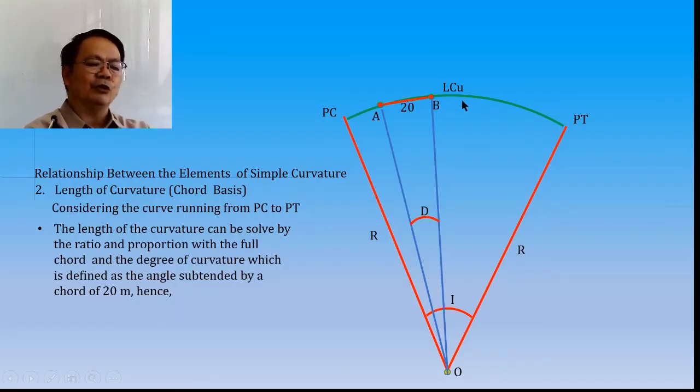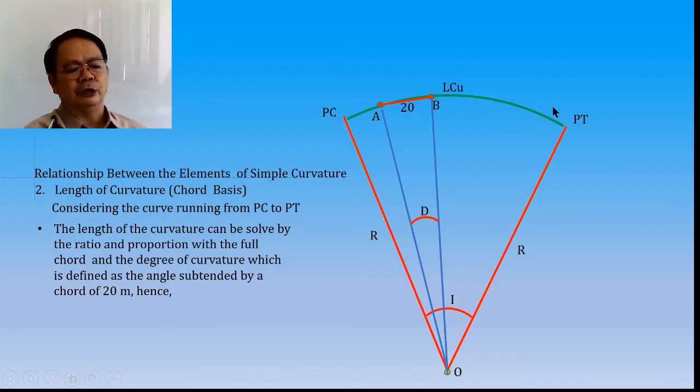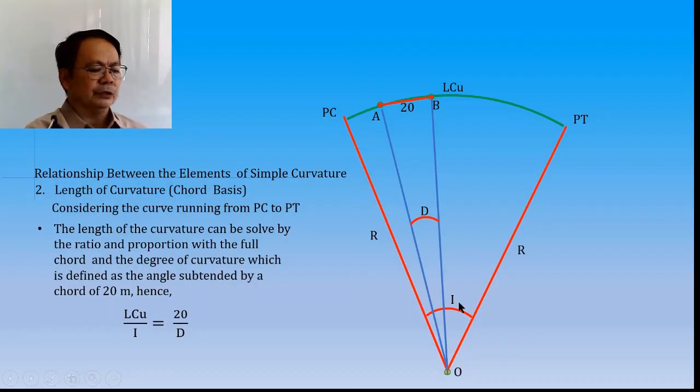And because we are talking about the same curvature, therefore there exists a ratio and proportion between the 20 and its subtended angle, as to the length of the curve and the subtended angle of the curve equal to I. And that is equal to: the length of the curve is to I as 20 is to D. Hence, we can solve for the length of the curve as 20I over D. Right? So that becomes our second formula.